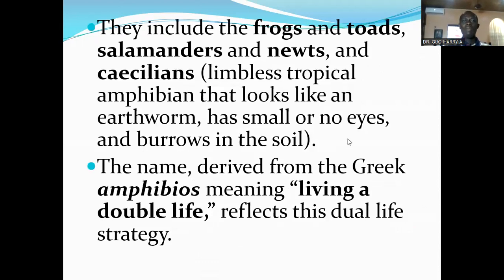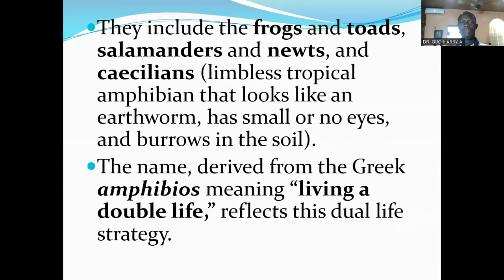The amphibians include frogs and toads, salamanders and newts, and as well as the caecilians. Now, the caecilians are basically limbless tropical amphibians that look like an earthworm. They have small or no eyes and burrow in the soil.